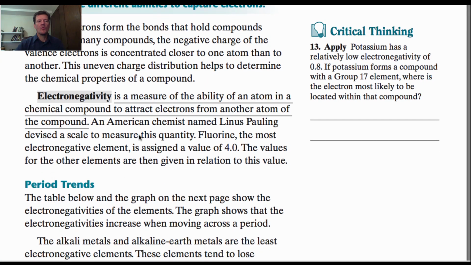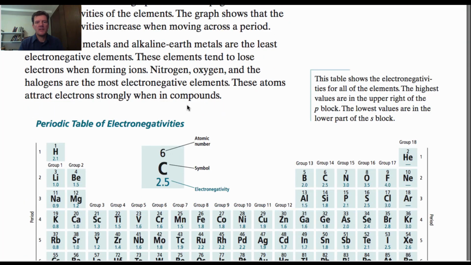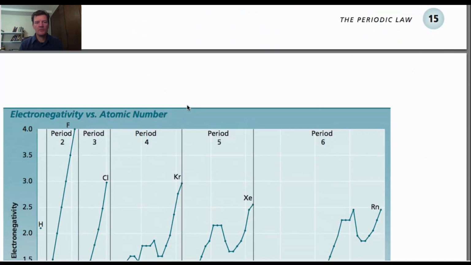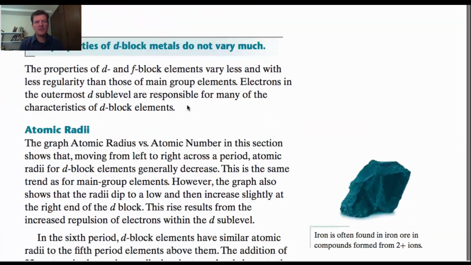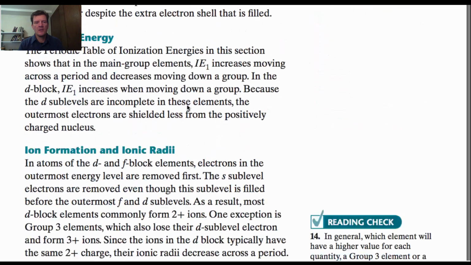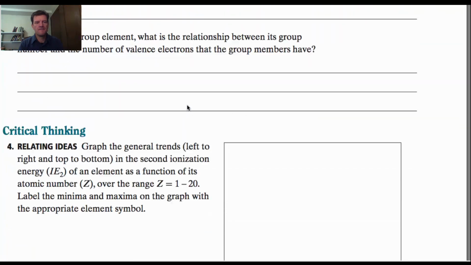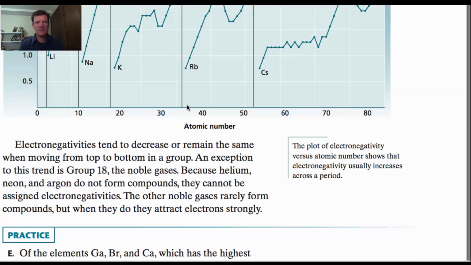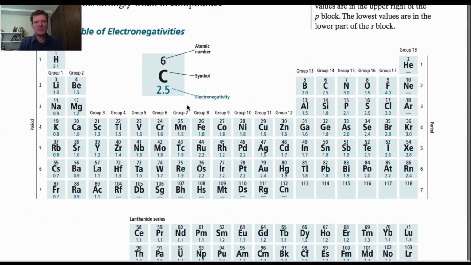All right. One other trend that I want you to know is called electronegativity. It's the measure of the ability of an atom in a chemical compound to attract electrons from another atom. Again, attracting electrons. Well, who's going to have the biggest attraction on electrons? The smallest atoms. Okay? So here I'm going to sum this up for you very quickly. Let me go back to this periodic table right here, and I'm going to show you the different trends that we just talked about.